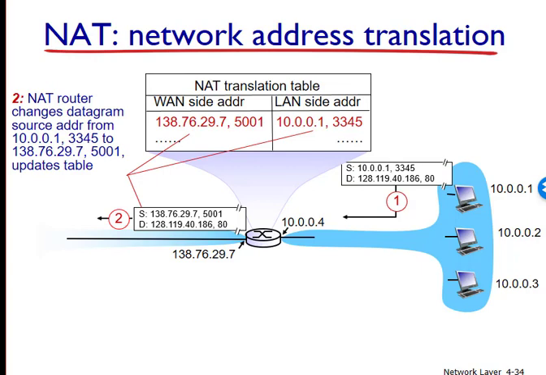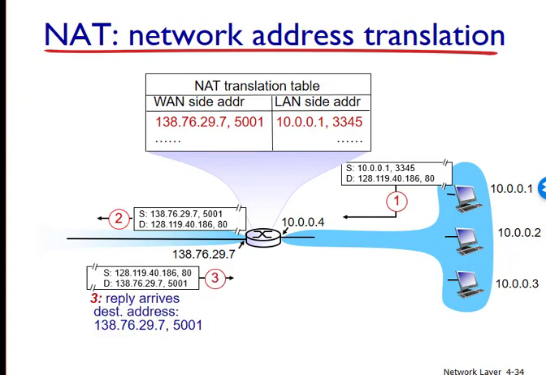The web server, unaware that the arriving datagram containing the HTTP request has been manipulated by the NAT router, responds with a datagram whose destination address is the IP address of the NAT router and whose destination port is 5001. When the datagram arrives at the NAT router, the router indexes the NAT translation table using the destination IP address and the destination port number to obtain the actual IP address 10.0.0.1 and the actual destination port number 3345 for the browser in that laptop.